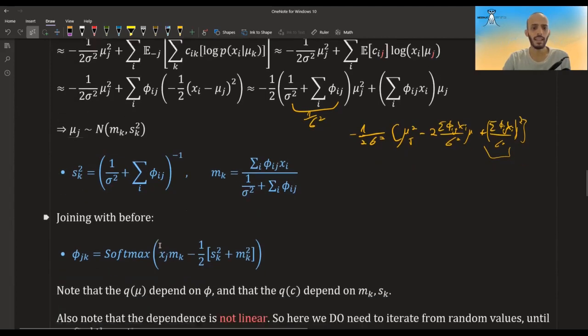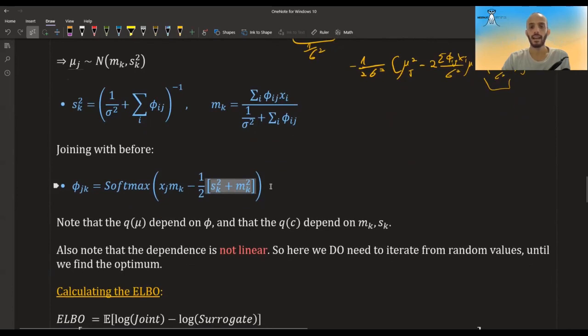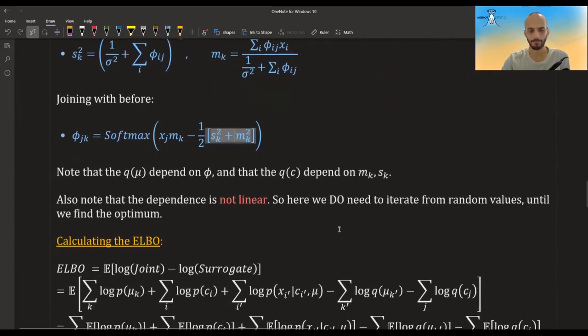And joining what we had before, we had this from looking at the c's, and note that q of mu depends on phi, and that q of c depends on m_k and s_k. So we again have this circular dependency here. Okay, so to compute s_k and m_k, you have to know the phis, and to compute the phis, you have to know m_k and s_k. And note that unlike the previous toy example, this dependence is not linear. So here we do need to do iteration from random start values until we find the optimum.